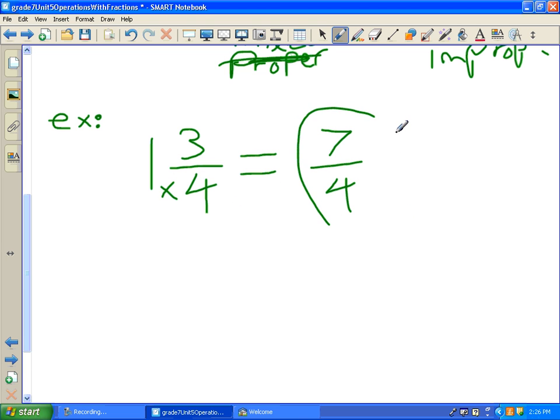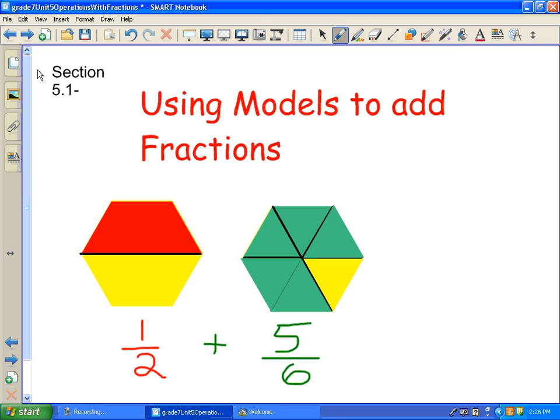And if you wanted to change it back, all you say is, how many times will 4 go into 7? And the answer is 4 only goes into 7 one whole time. And how many fourths do you have left over? Well, you have 3 more left over. So 1 3/4. We've just changed it back again.